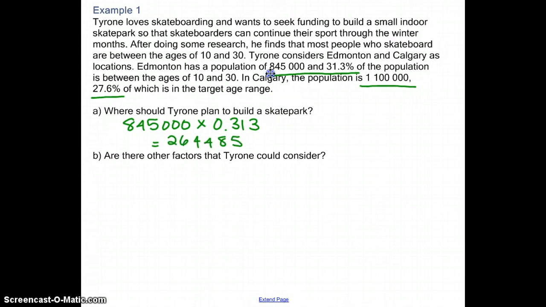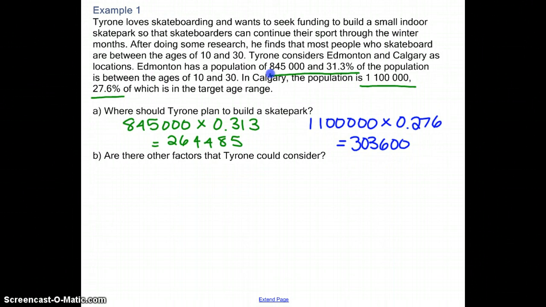Then we have Calgary. Calgary is 1.1 million, and there's 27.6% within there. So if we calculate that, there are 303,600 people in the target range. So just based on this, Calgary would be the better option of where to build the park.